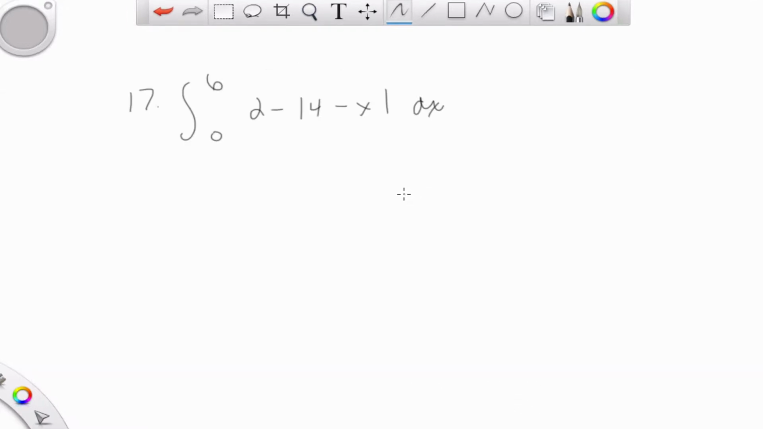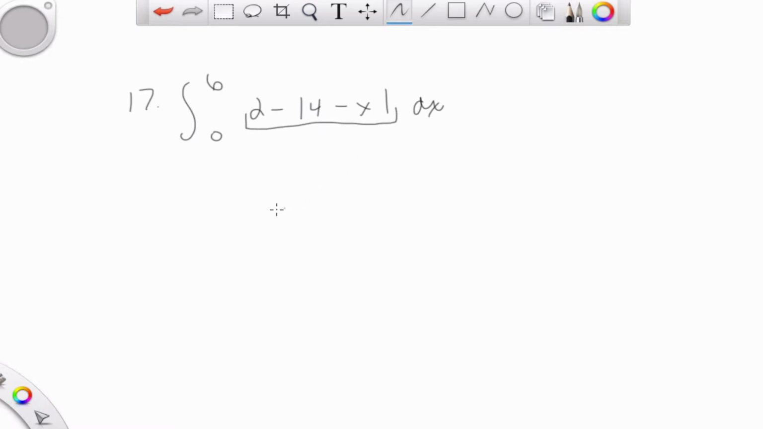Okay, this is number 17, where you have the definite integral from 0 to 6 of 2 minus the absolute value of 4 minus x dx. So the thing with this is you don't always necessarily have to use the fundamental theorem of calculus, and I wouldn't here. This is more of a graphing exercise where I have an absolute value function.